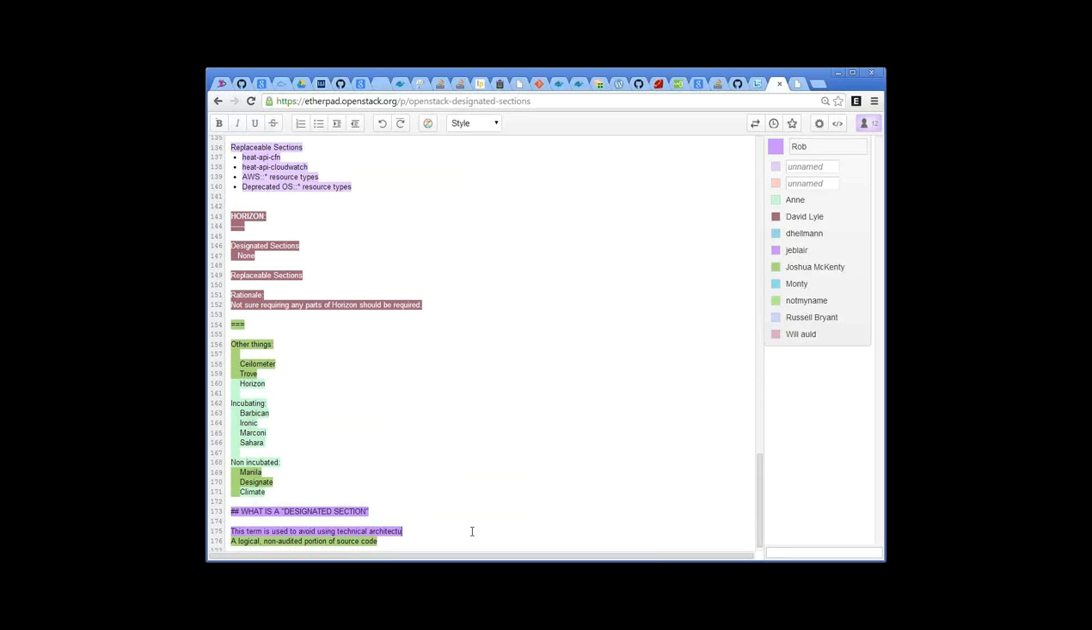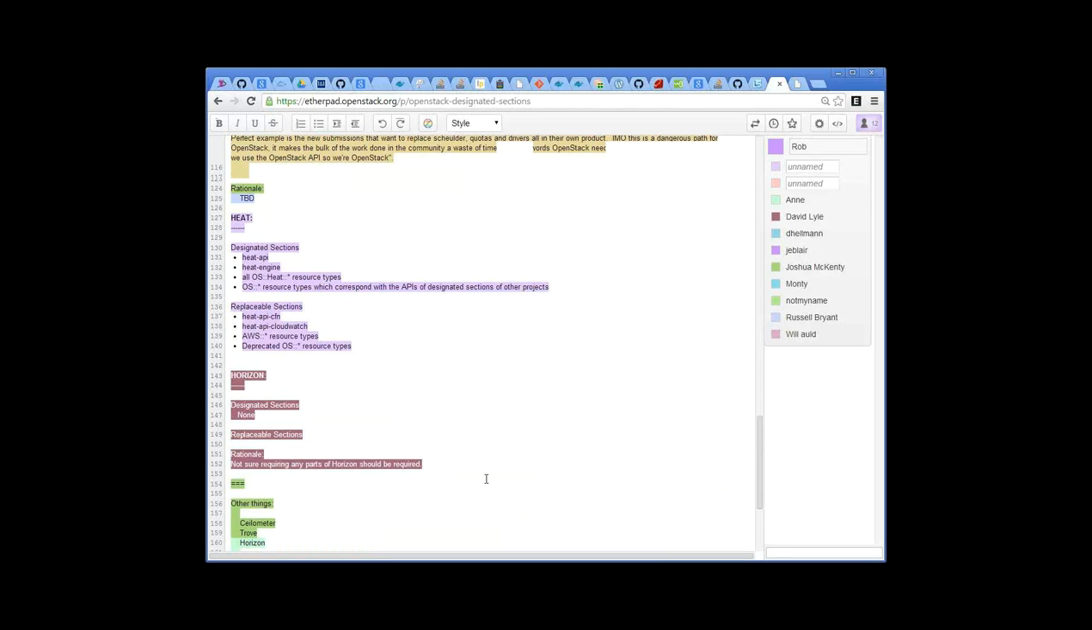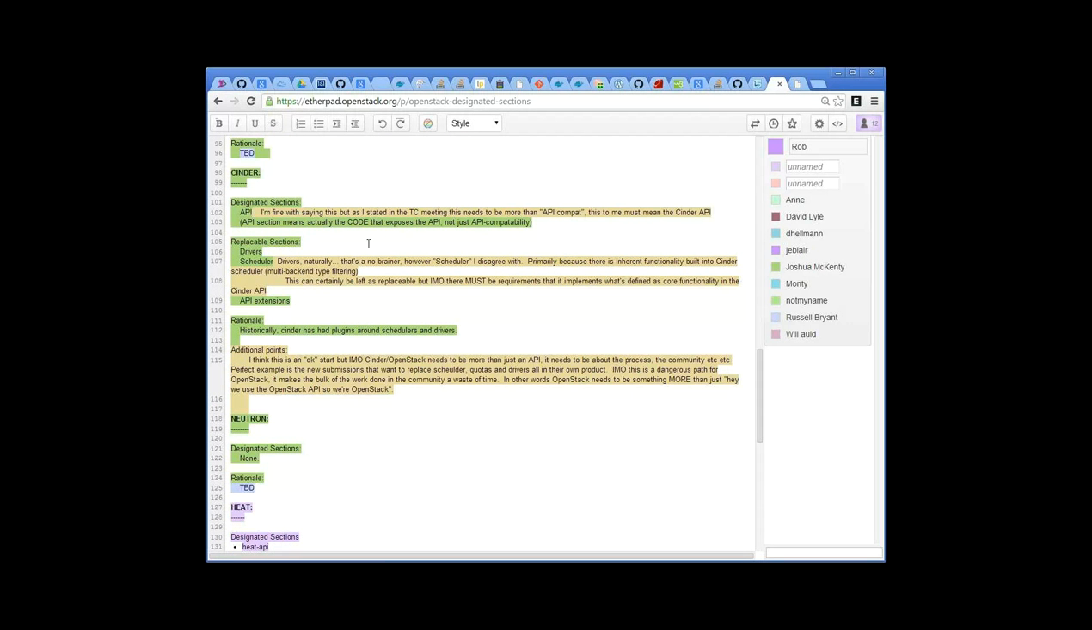But as an easy example, Cinder has a bunch of code that is common to whatever storage backend you're using, and that code exposes the APIs and deals with scheduling. And then it has a bunch of driver code, or what is characterized as Cinder driver code, that is specific to individual storage backends. And the thinking was that the API code and possibly the scheduler code would be a designated section, in that every OpenStack cloud that was claiming to run Cinder would need to be running that code.